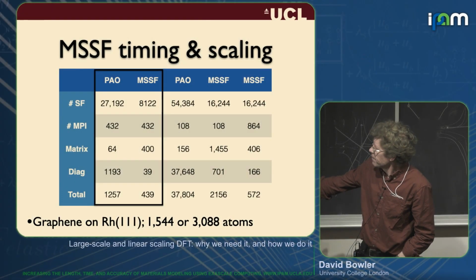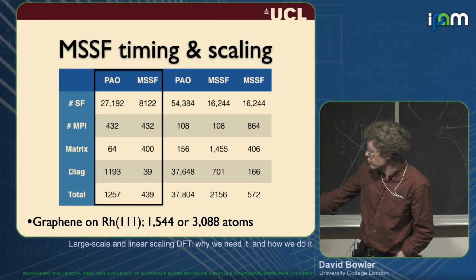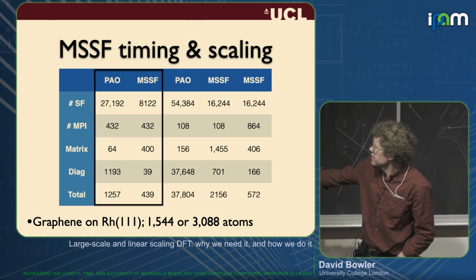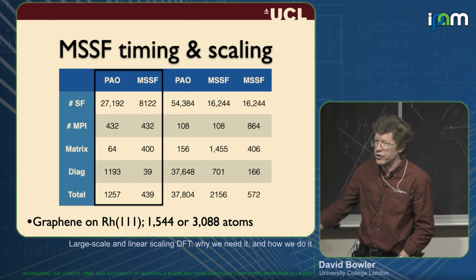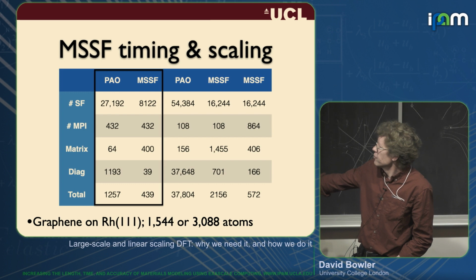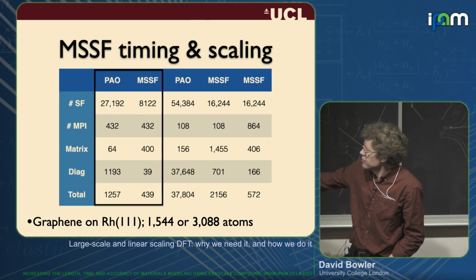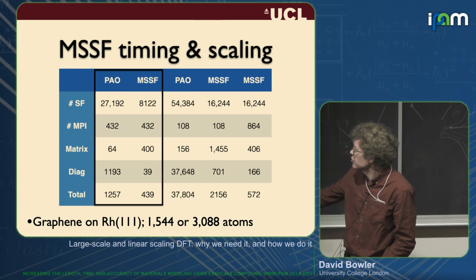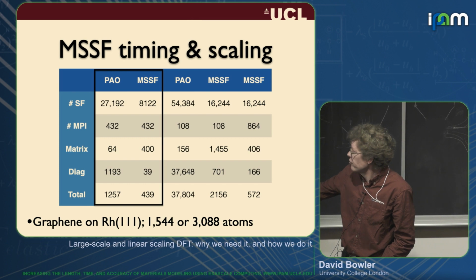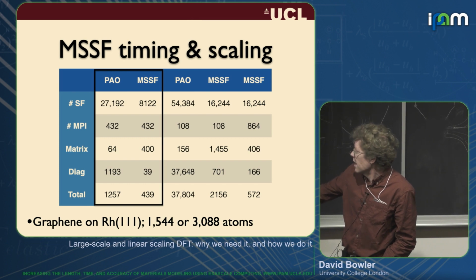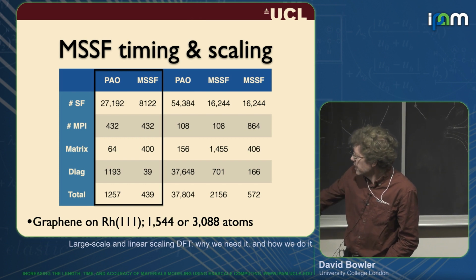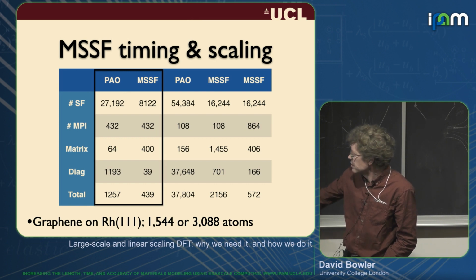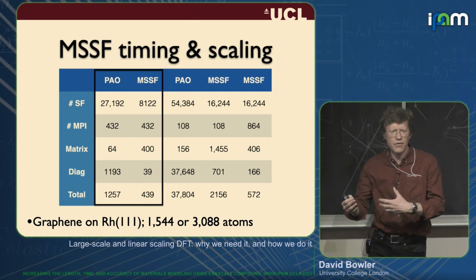So first of all, this is for graphene on rhodium-111, and these first two columns are for 1,500 atoms. What you see is that with just pure PAOs, you've got 27,000 support functions. Using these multi-site support functions, you can reduce that by about a factor of 3 to 8,000 support functions. We're running on 432 MPI processes, and the PAO total time is 1,200 seconds to get to the ground state. The multi-sites, it's 400 seconds. So there's a saving of about a factor of 3.